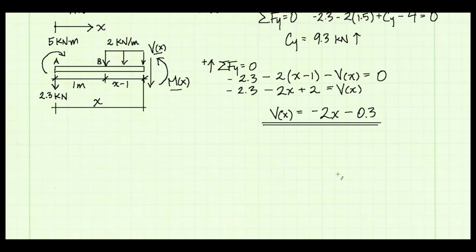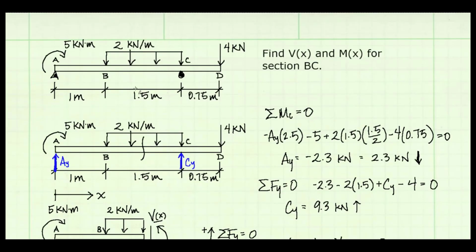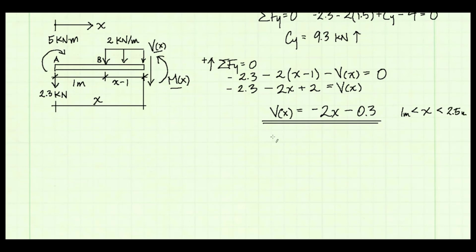Okay, and now I have the shear function in terms of x. And this is good for x going from 1 meter to point C, which we see is at 2.5 meters from the origin. And I can check the equation.